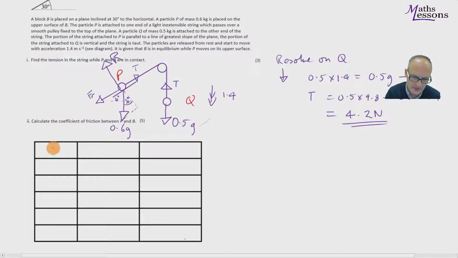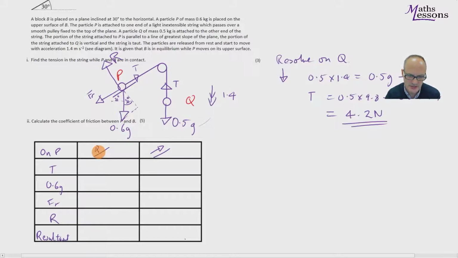So we're on P here, and there's two obvious directions to resolve in: parallel to the plane and perpendicular to the plane. So we're going to look at perpendicular to the plane, and we're also going to look at parallel to the plane. And those are going to be my two positive directions where the arrowheads go. So the forces acting on P are T, 0.6 G, FR, friction, and the normal reaction. And there's no other force acting. I always write down the resultant force down here, because all these things must add up to the resultant force.